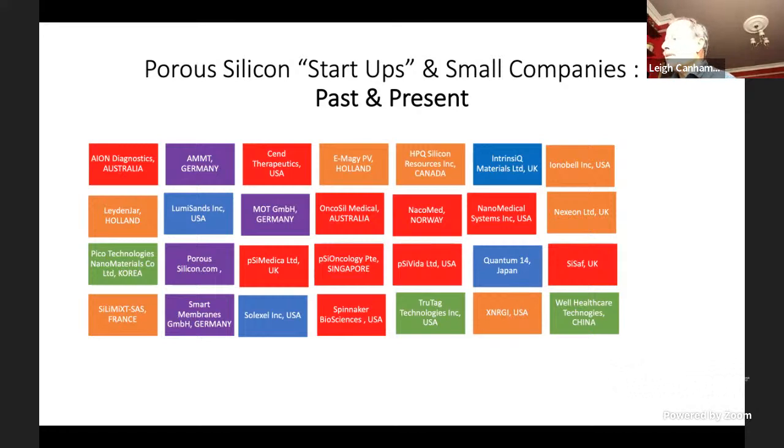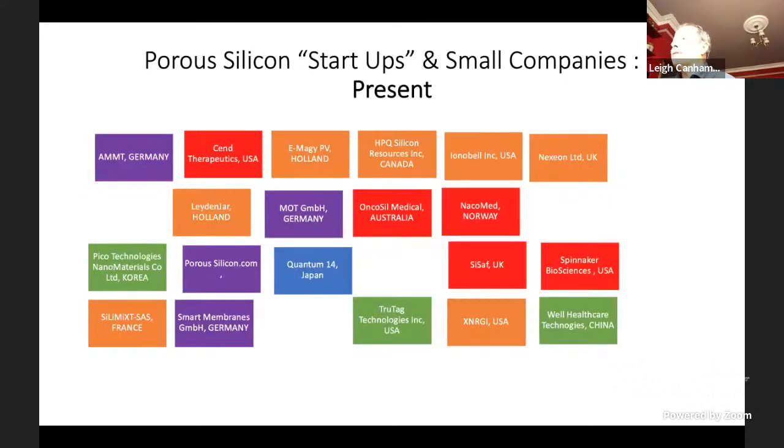That was past and present. If we look today, these are the companies that are still active. And as I mentioned, this is a smaller table because many companies fail and disappear after a number of years.